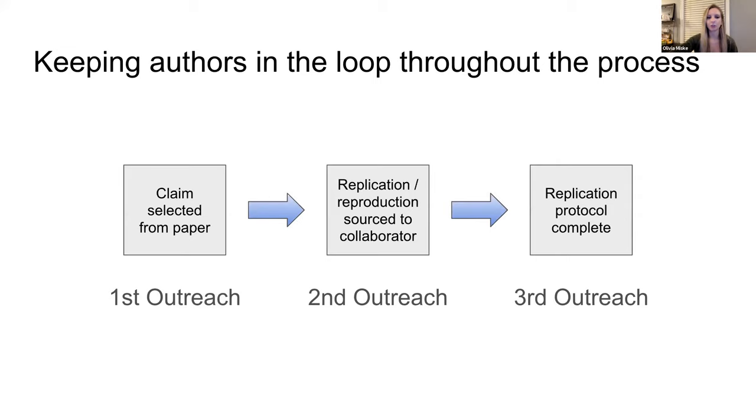And then if their paper was randomly sampled to be replicated or reproduced and sourced to a collaborator, we contacted them again at this point to let them know and ask for original materials. And then we contacted them again once the replication protocol was complete to give them an opportunity to provide feedback on the protocol, which Nick will dive more into this process in a little bit. Next slide.